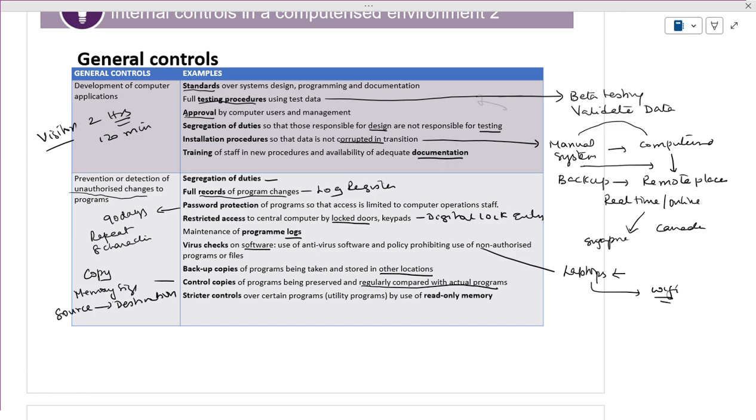And stricter controls over certain programs, such as utilities. Some programs are read-only; we cannot override them, we can only see and read them. These are the general controls. Are you okay with this?